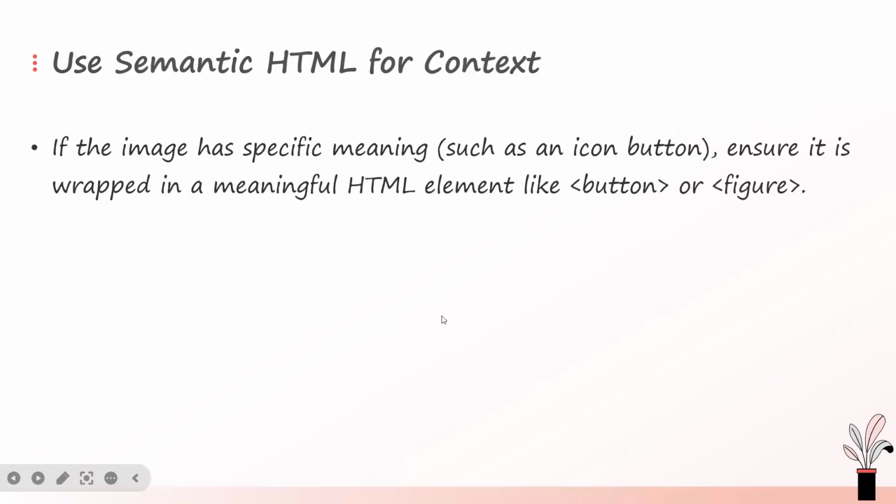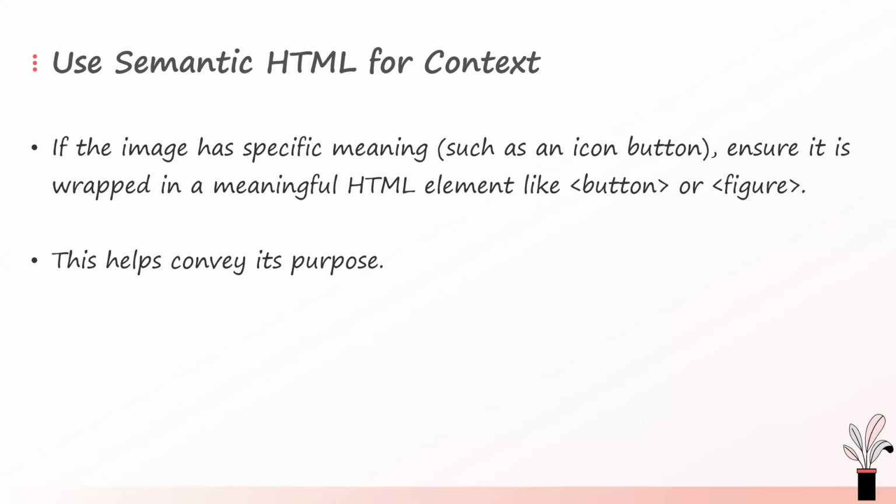We already know this. If the image has specific meaning, such as an icon button, ensure it is wrapped in a meaningful HTML element like button or figure. If you wonder whether that image has a specific meaning, maybe it's something you're using for an icon button, wrap it inside a button element or a figure, or any element that can add more semantic meaning to it. This helps convey its purpose.